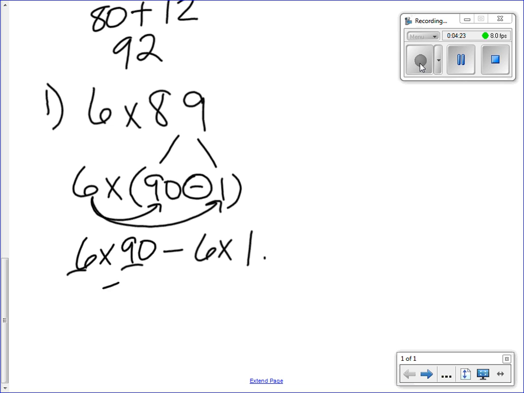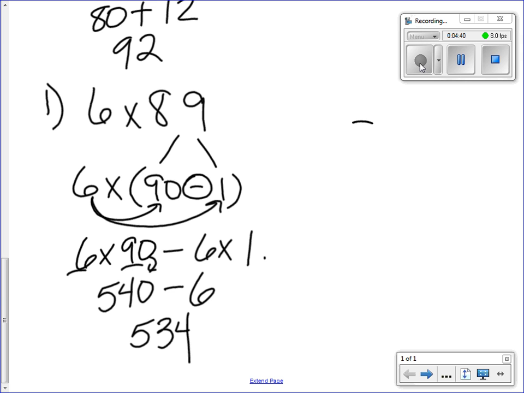6 times 9 is 54. Drop that 0 down. Minus 6 times 1 is 6. So when I subtract that, I'll get 534. This is not the only way to do this. You can still use the distributive properties in different ways.